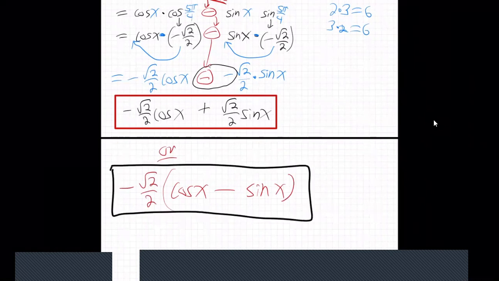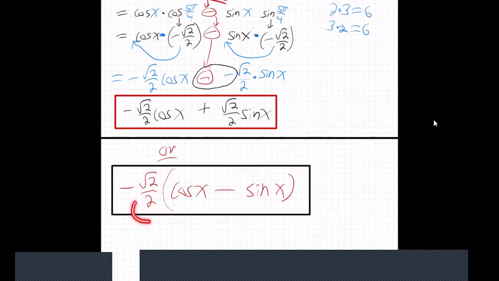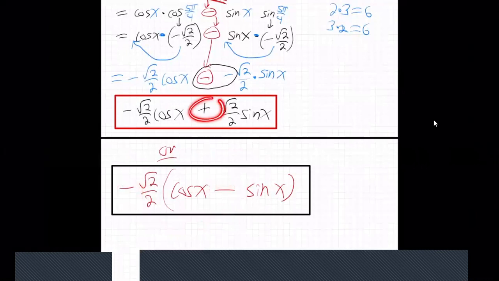Why? How do we know? Why is that right? Well, I just factored out the negative root 2 over 2. You can see it's right, because if you multiplied it in, it would go back to negative root 2 over 2. But what about this one? Negative times negative, back to positive. See, it's correct. So either one of those answers is correct.